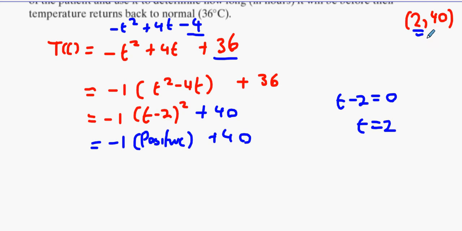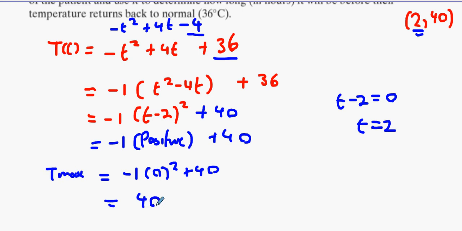And we already knew that, didn't we? And then we're going to get minus 1 times 0 squared plus 40. So what's t maximum? What's t max? 40. Are we cool with that?